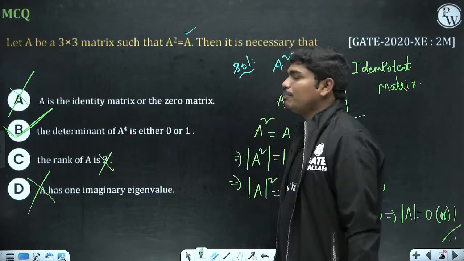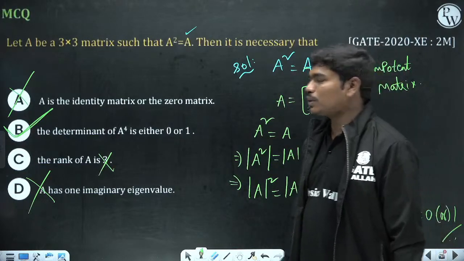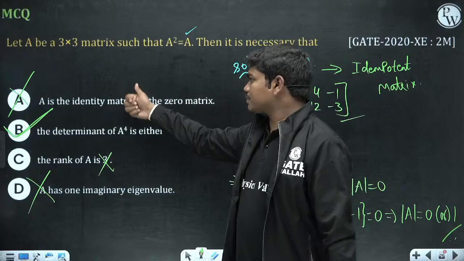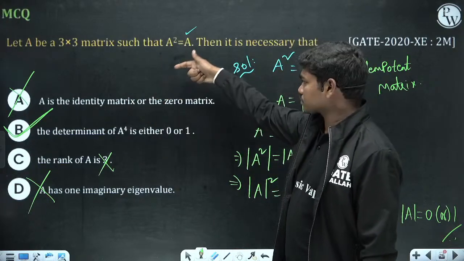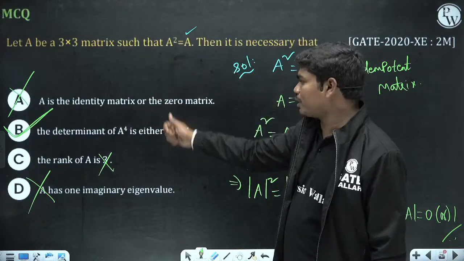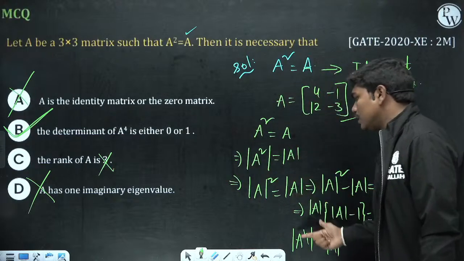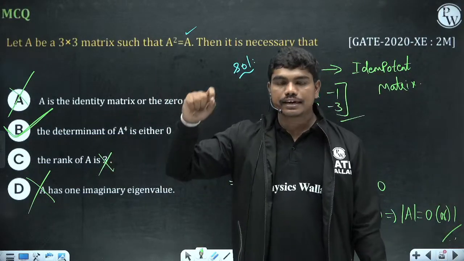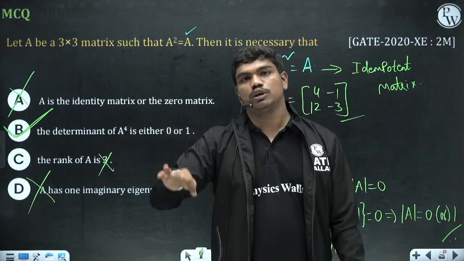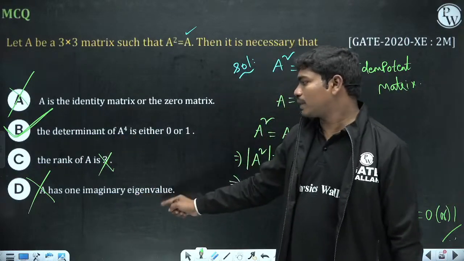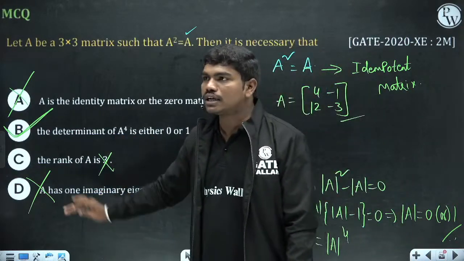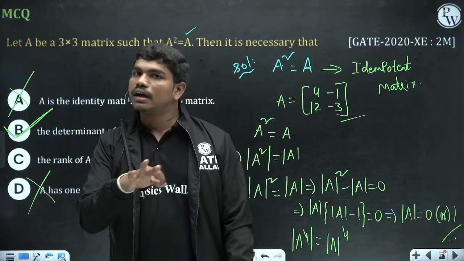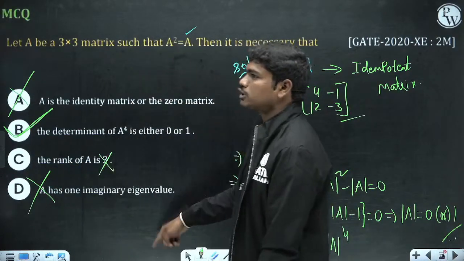So basically B is actually the correct answer. In this case B is actually the correct answer. Because if you see, in this statement A is identity matrix or zero matrix, it need not be. The determinant is because of this analysis I have shown you, and rank of A is 3 need not be, because if the determinant is 0 then the rank is less than 3. And it has one imaginary eigenvalue need not be, because if you take the identity matrix, no eigenvalue in the identity matrix is imaginary. So that's why this is also wrong.